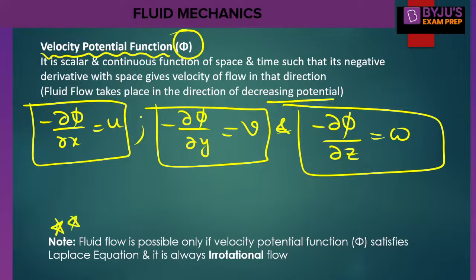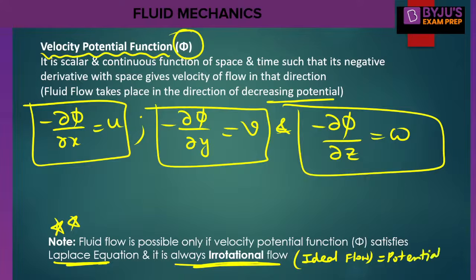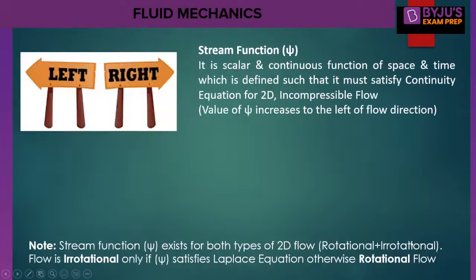So fluid flow is possible only when the velocity potential function satisfies the Laplace equation, and the flow is always irrotational. The irrotational flow is called ideal flow, or we can also call it potential flow.